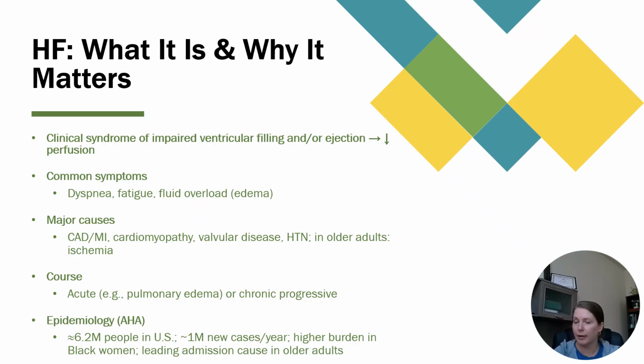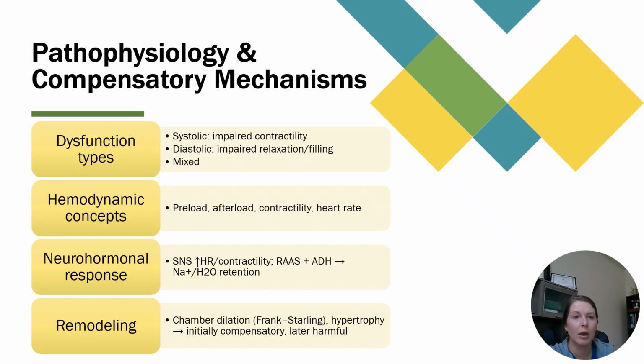Alrighty, our population is pretty heavily affected by this. We have about 6.2 million people in the United States with around 1 million new cases each year. We find this more in Black African American women, and it is one of the leading admission causes of older adults in the U.S. Anytime we have that decreased perfusion, we want to monitor our urine output and mental status, and take a look at our patient's skin too. That can tell us a lot about how they're perfusing.